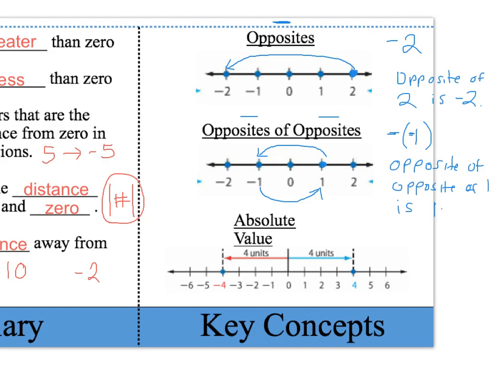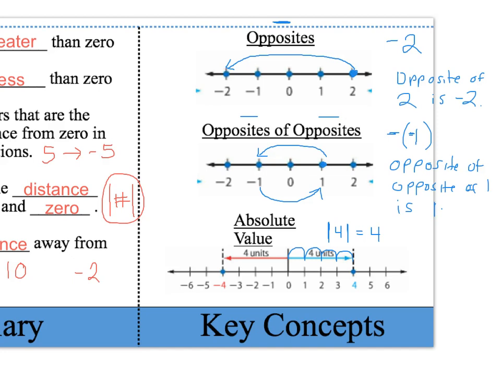Finally, absolute value. The next key concept says the distance away that your number is from 0. That's what absolute value means. So if I look at my little number line down here, I'm going to write it as the absolute value of 4. And remember, this is the way you write it with the two brackets. And I'm going to count from 0, 1, 2, 3, 4. So the absolute value of 4 is equal to 4 because I moved 4 spaces away from 0.